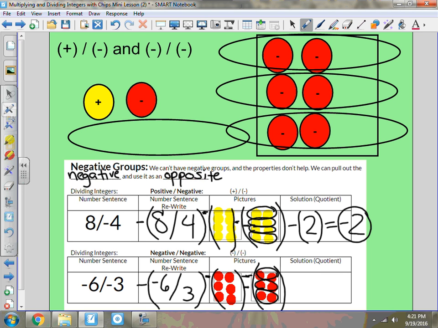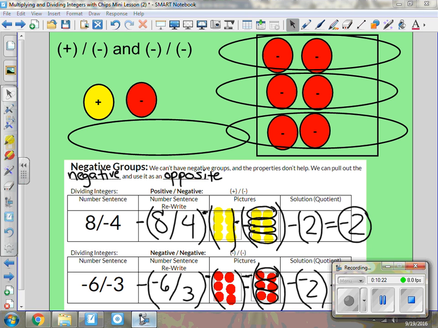So I'm going to again put that opposite sign in the big parentheses before I can move forward. And I'm looking to see how many chips are in each one of those groups. So it looks like I've got 2 red chips. So that's going to be a -2. But I'm not done. I've got to solve it. That's the opposite of -2, which actually ends up being a +2. So -6 divided by -3 ends up being a +2. All right, that's the end of our dividing integers with chips notes. So we're going to get a lot of time to practice them.